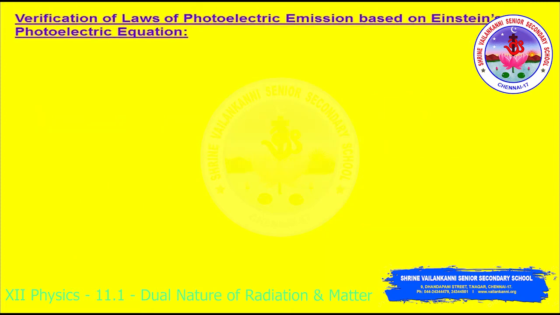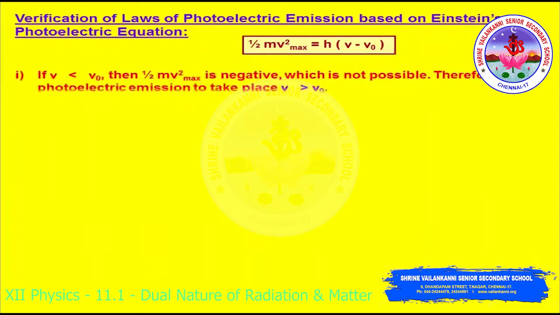And now we can see the verification of the laws of photoelectric emission based on Einstein's photoelectric equation, right? Now we know that half m v square maximum is equal to h times nu minus nu naught, the Einstein photoelectric equation. From this, if nu is less than nu naught, what will happen? Half m v square would be negative, which is not possible. Therefore photoelectric emission takes place only if nu is always greater than nu naught.